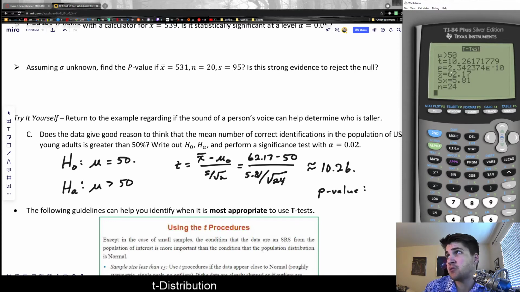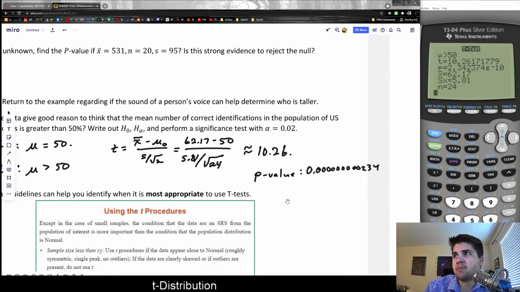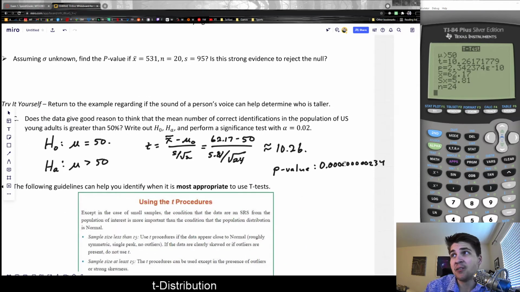So if I move it 10 spaces to the left, this would be 0.0000, it should be 9 zeros, then 1, 2, 3, 4, 7, 8, 9, 2, 3, 4. Essentially, this p-value is basically nothing. Very, very small, less than a percent of a percent of a percent of a percent. Or, again, this is super, super strong evidence.